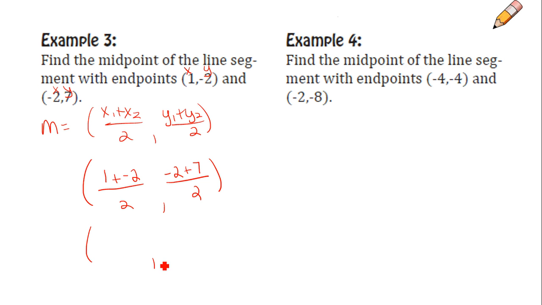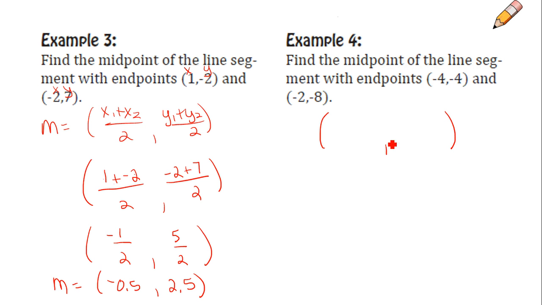So if I simplify this, 1 plus -2 is -1 over 2. -2 plus 7 is 5 over 2. And if you like those as decimal values, we'd have -0.5 or -1/2, and 5 over 2 is 2.5. Okay, that's where the midpoint would be on that graph. Let's do one more. Plugging in those values a little bit faster this time. We're going to have fractions, adding the x's, adding the y's, dividing them by 2.